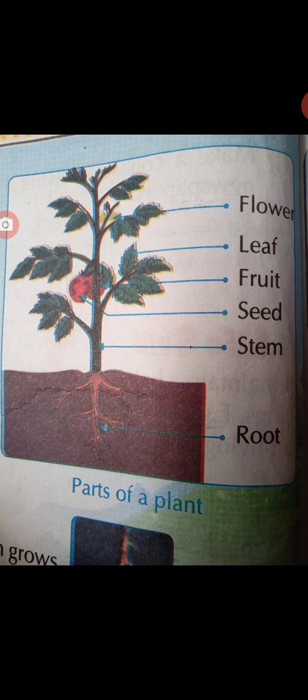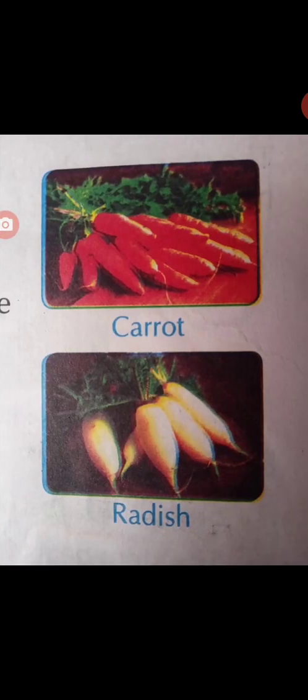Roots. The part of a plant which lies under the ground is called the root. Functions of roots: they hold the plant firmly to the soil. Roots absorb nutrients, water and minerals from the soil. Roots of some plants store food. We eat these, for example, carrot, radish, etc.